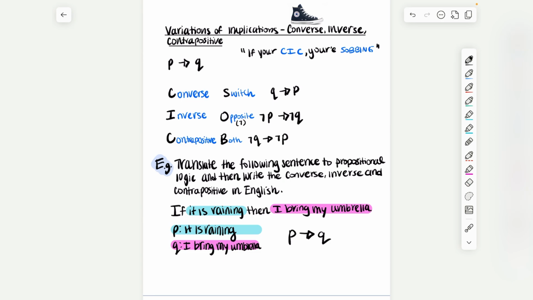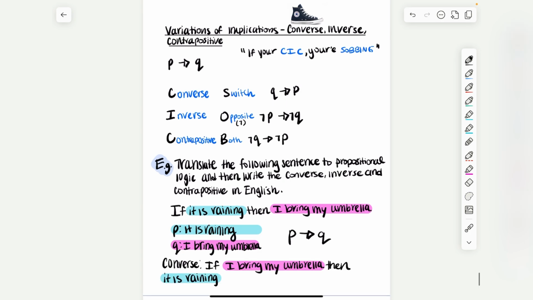Then we're told to find the converse, inverse, and contrapositive in English. If I was on an exam, I would go through the exact same process again, but the converse I already know is Q implies P. So in English, that would be: if I bring my umbrella, then it is raining.